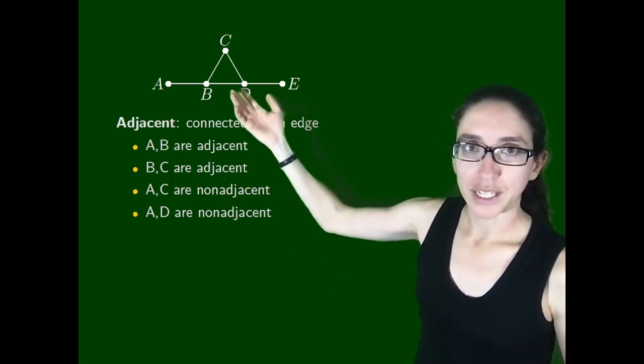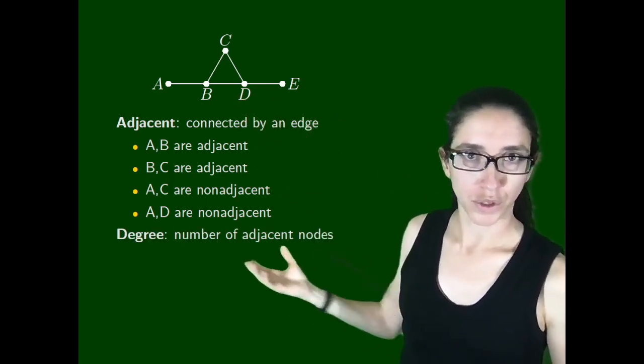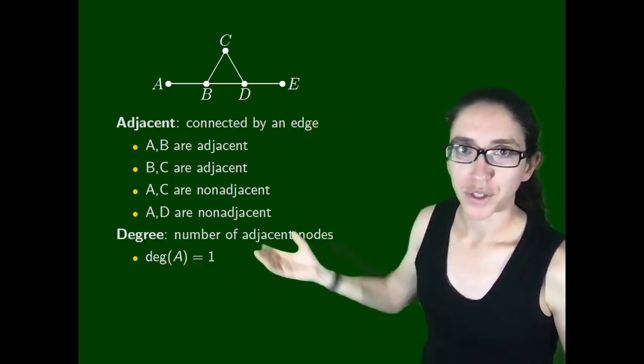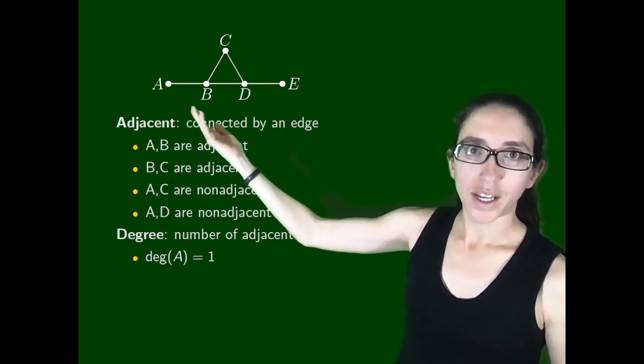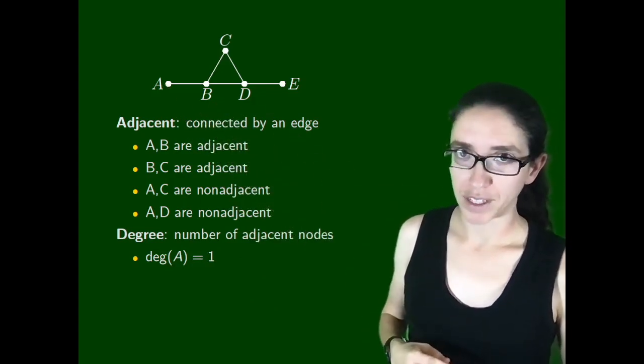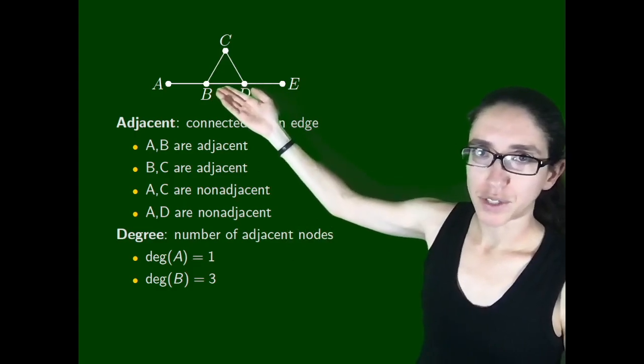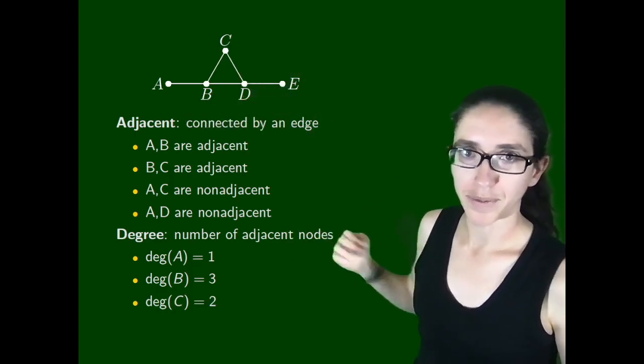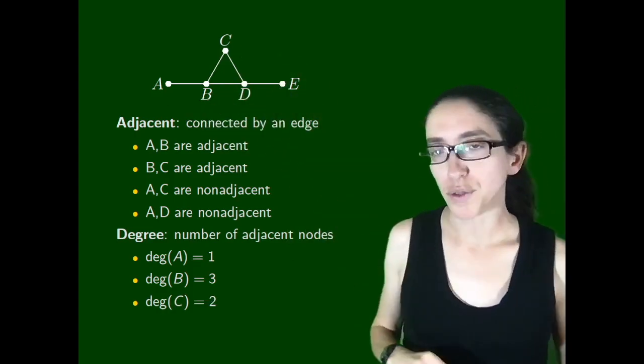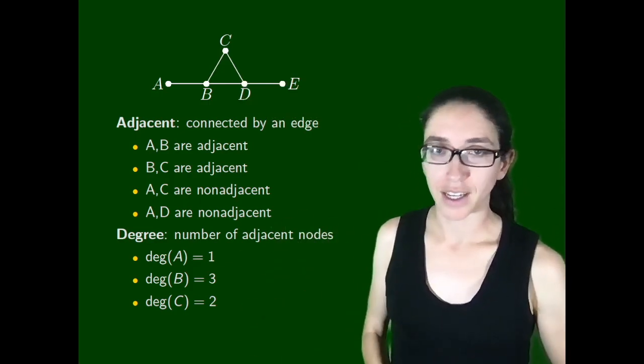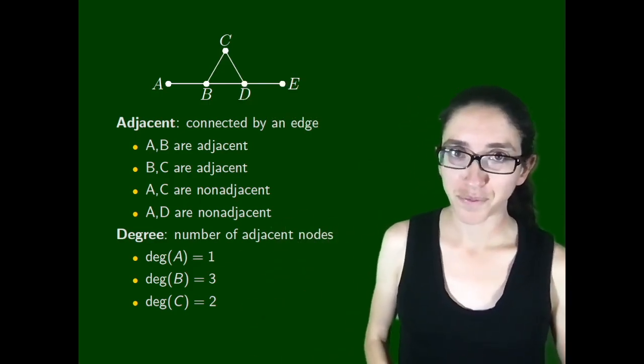In particular, you can count how many nodes it's adjacent to by a number called the degree. So the degree of a point A is 1 because there's only one edge coming out of it, and the degree of point B is 3 because there are 3 edges coming out of it, and C has only degree 2. So there's potentially lots of different degrees in even just a single graph.